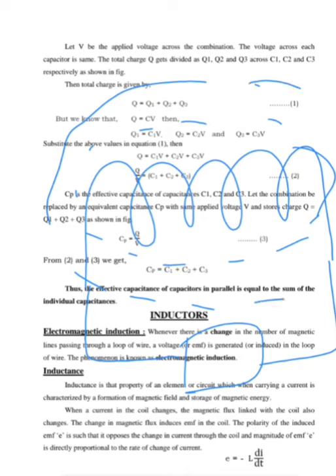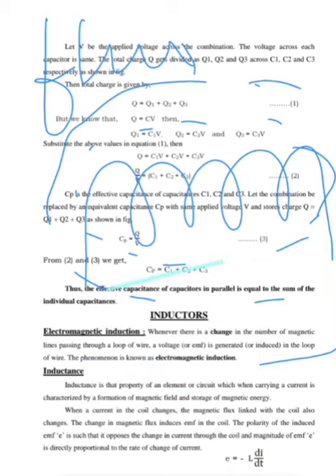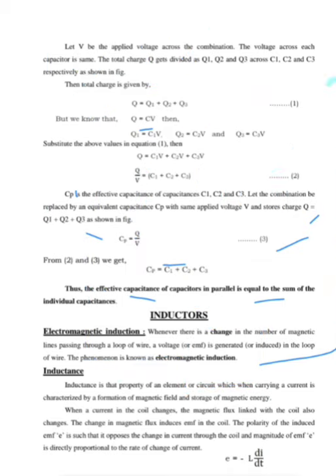So whenever these magnetic lines of force, which is also called as flux, change, an EMF or a voltage will be generated in the loop of wire, and this itself will be called as electromagnetic induction. And this inductor works on the principle of this electromagnetic induction. So what exactly is this inductance?